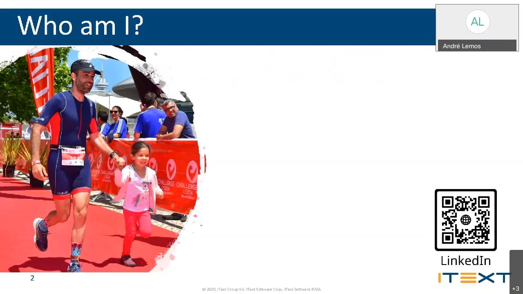So who am I? My name is André, and I'm from Portugal. But I moved to Belgium a couple of years ago to join iText to help them with product management. In this picture, I'm doing two things that I really love: being a father of two, actually, and doing triathlons.